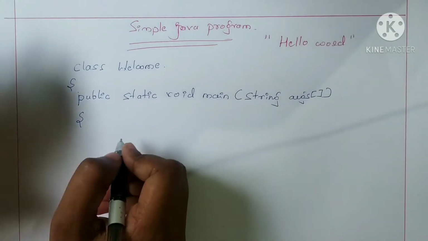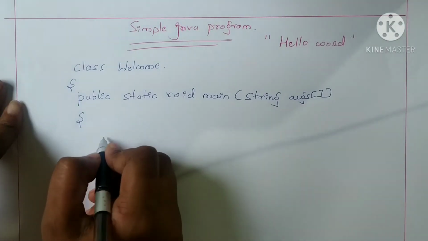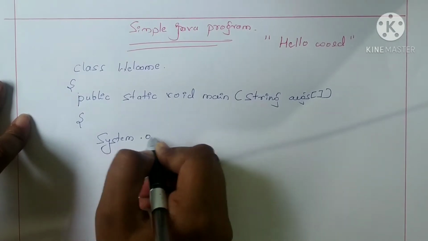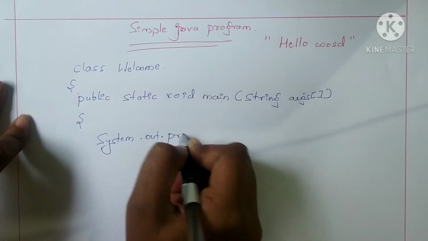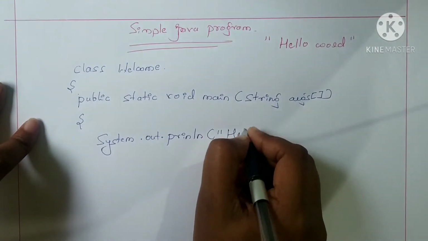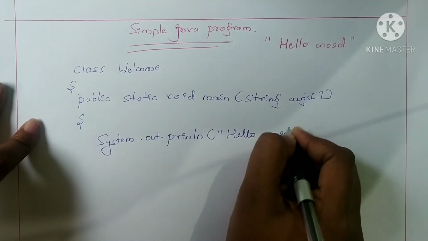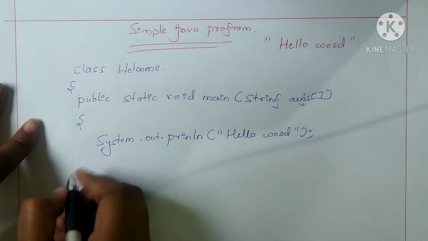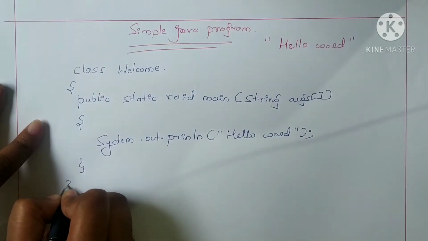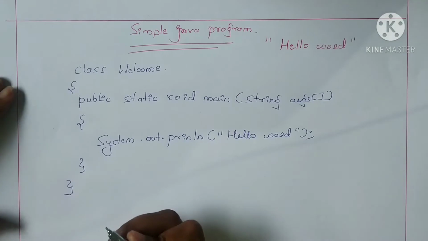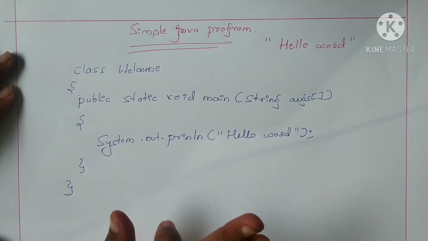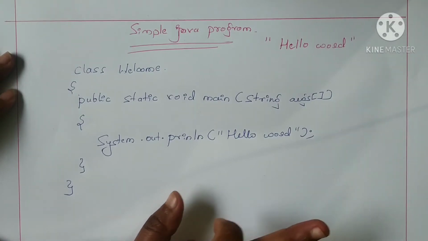Next, here we can write system dot out dot println to display a hello world in our console. Closing bracket for the main method, closing bracket for the class declaration. This is the simple program to display a hello world in a console.